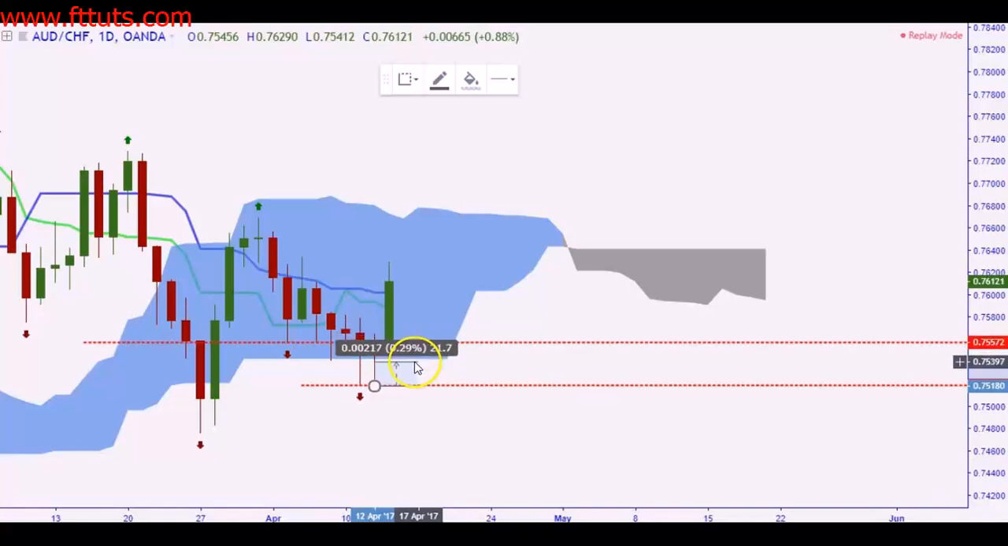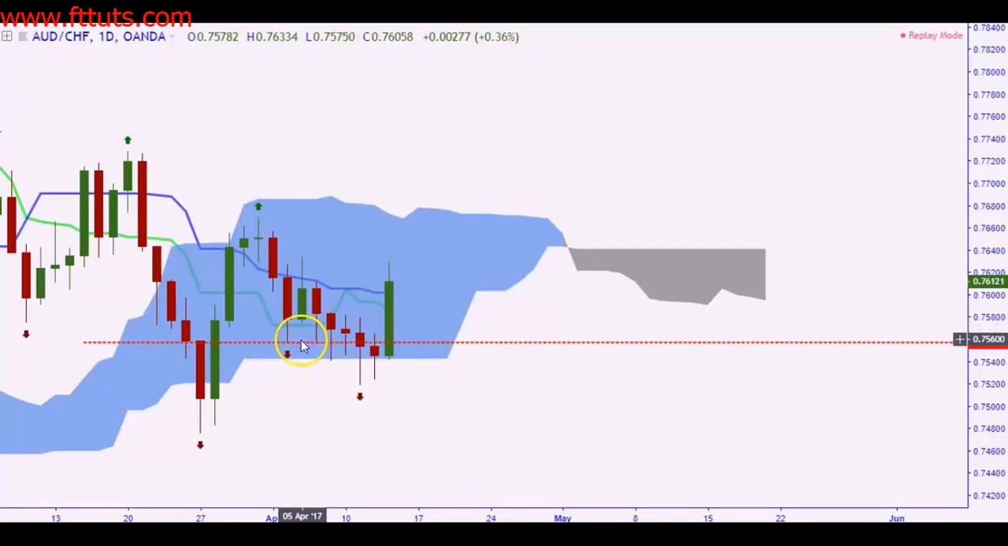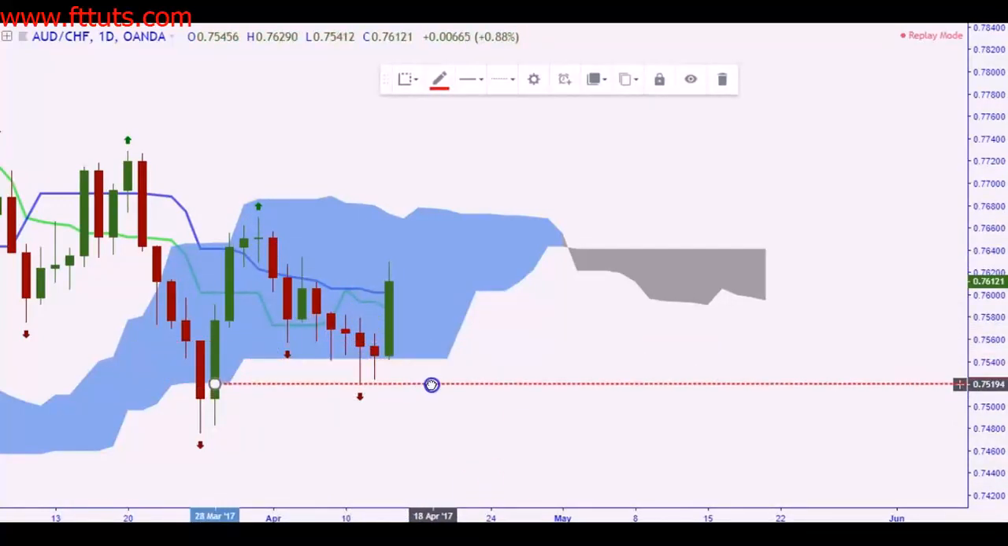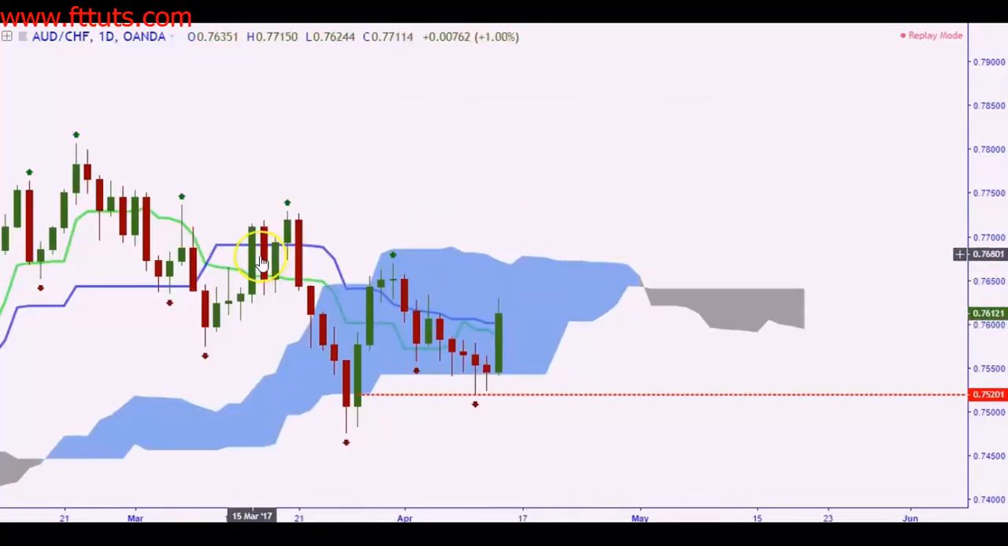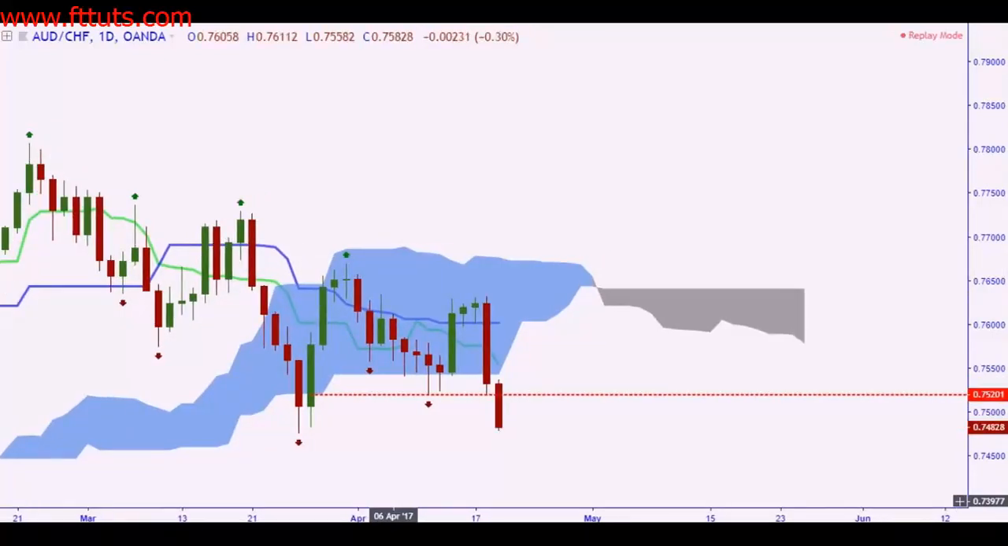39 pips, you wouldn't have done much there. You would have got stopped out for more than that. All right. So we're looking at the fractal here. This is our entry, bearish still. Triggered again, and we're in a trade.